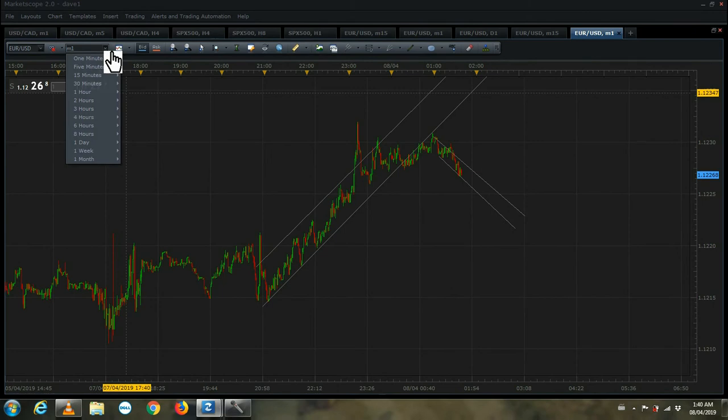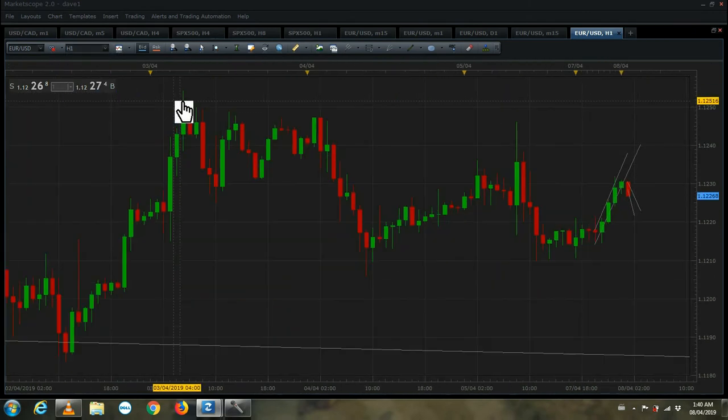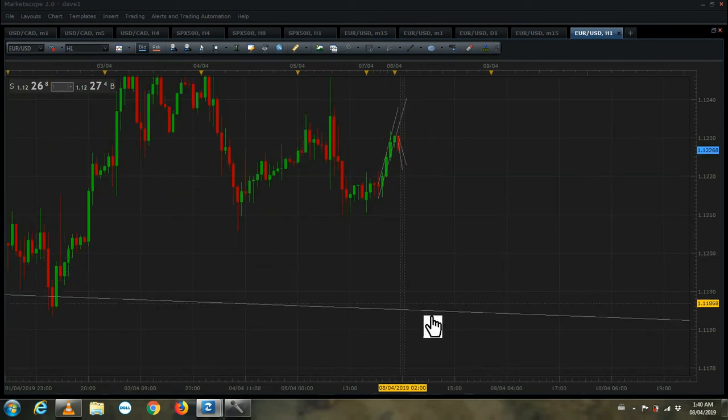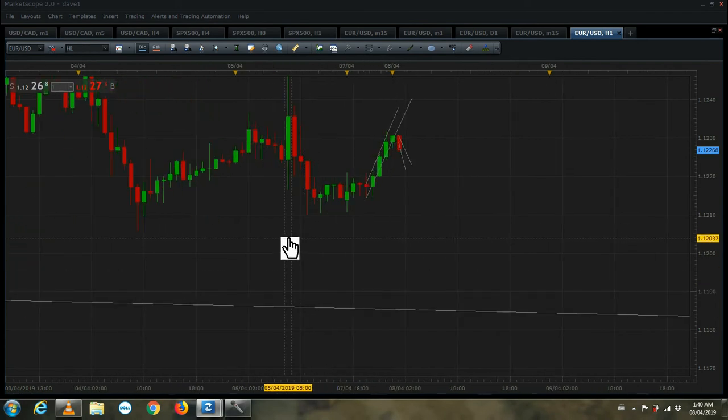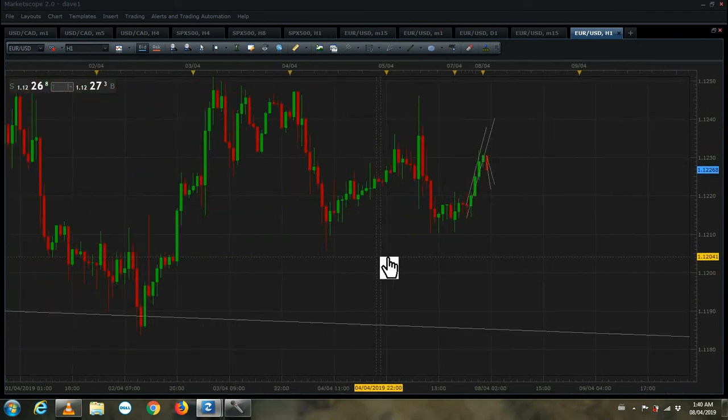Oh, we got a lot of traveling here to do before it even reaches the bottom of the daily. A lot of traveling. Like, it's got to come all the way down here, and that probably won't happen today. It might, probably won't though.